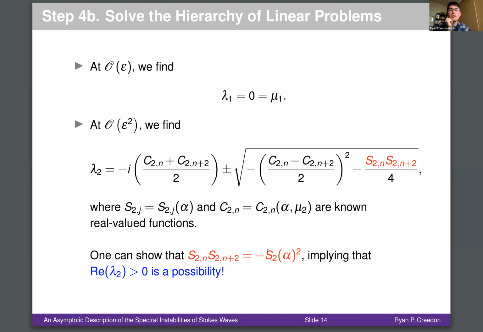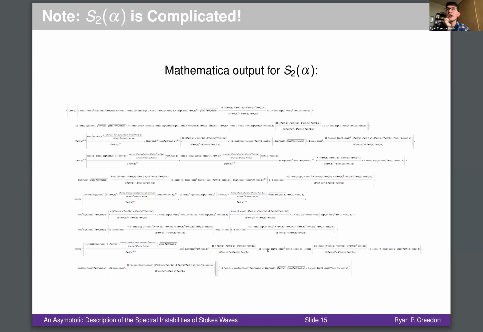Now, the only thing that could rain on our parade here is if this S2 of alpha function just so happened to identically vanish for all alpha. And so at this point, we need to do some analysis. Or rather, maybe you guys need to do some analysis. This is what the expression for S2 of alpha looks like. It's pretty gnarly. Good luck trying to get any analytical results out of this function.